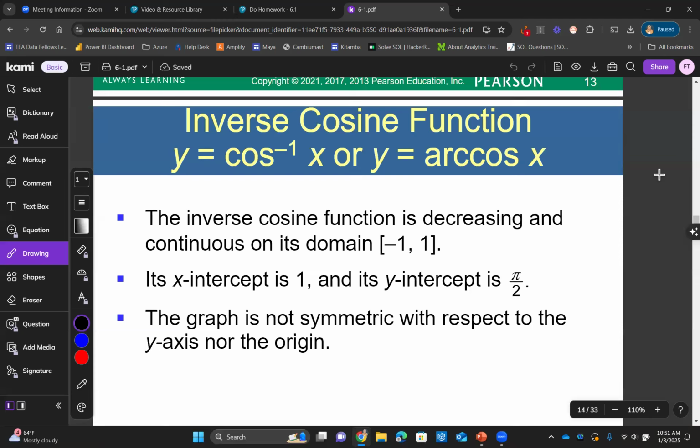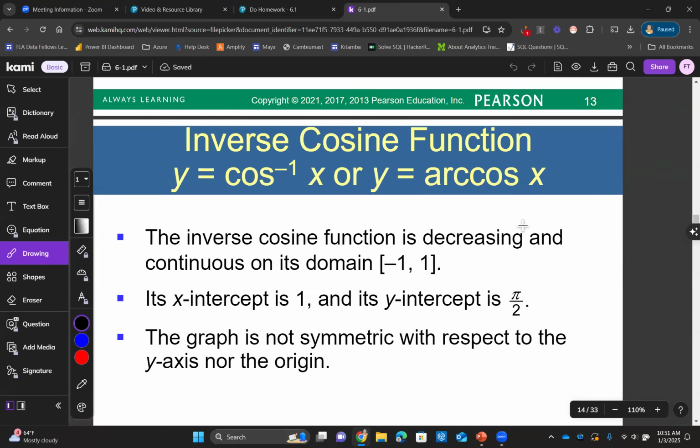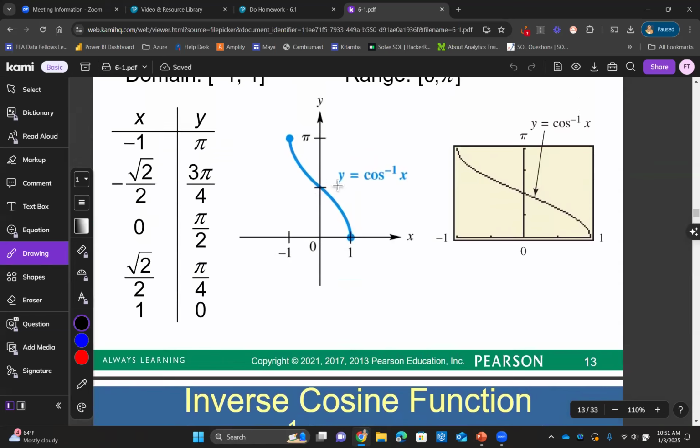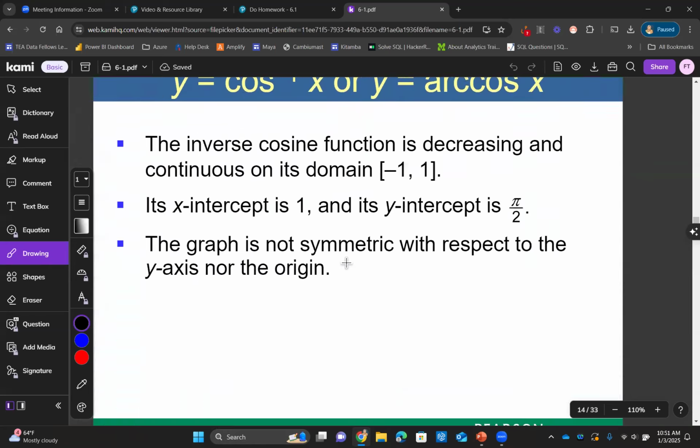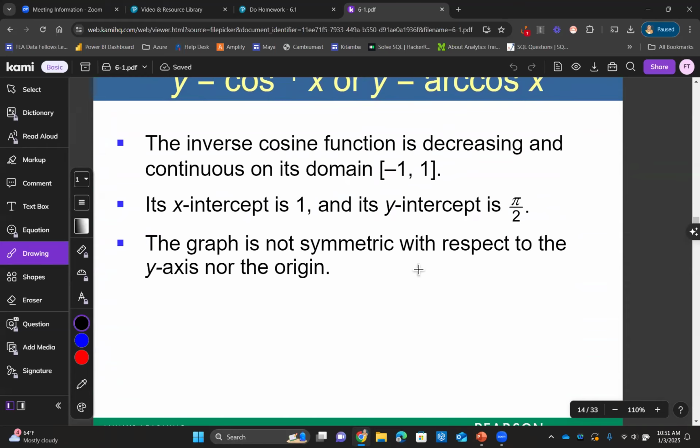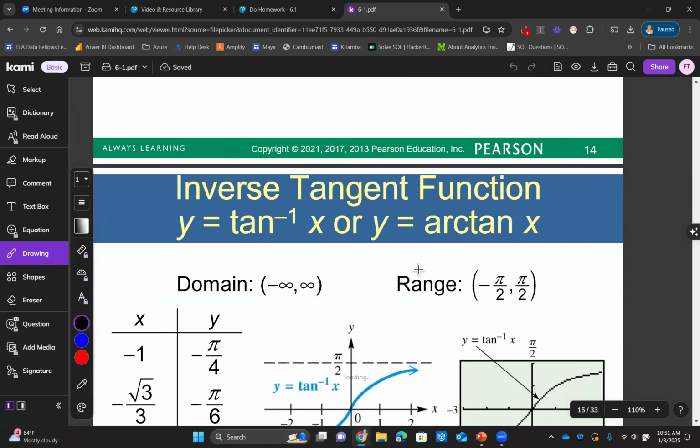Now, if we look at the attributes of the inverse cosine function, it is decreasing and it's continuous. So if you look at this, this is a decreasing function and it's continuous. Its x-intercept is 1 and its y-intercept is pi over 2. And this graph is not symmetric with respect to the y-axis nor the origin.